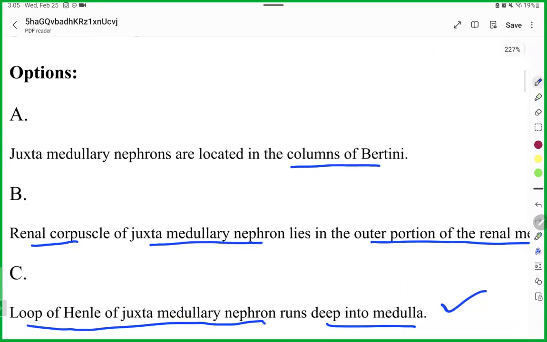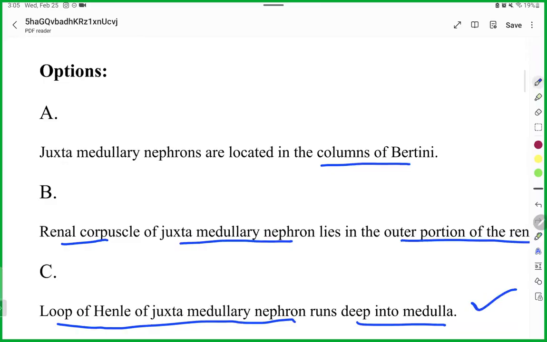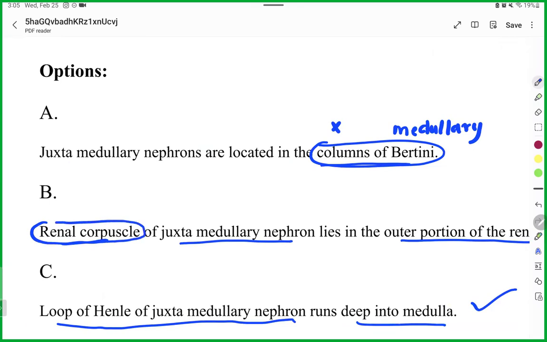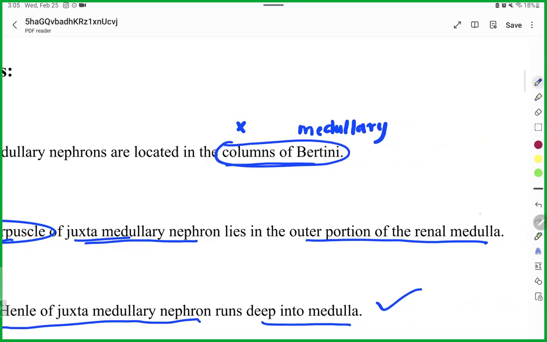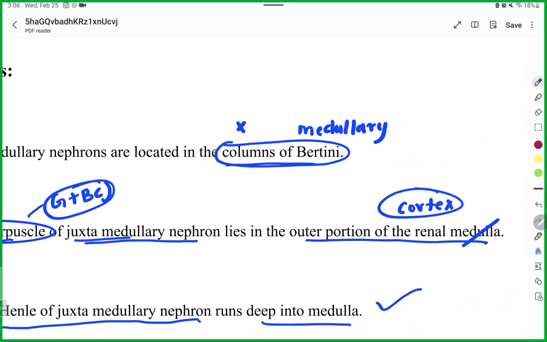First, juxtamedullary nephrons are located in the column of Bertini. No, it is placed in the medullary region. Second, the renal corpuscle or Malpighian body of juxtamedullary nephron lies in the outermost part of the medulla. No, it is placed in the cortex, because renal corpuscle means glomerulus plus Bowman capsule. These are always placed in the cortex.